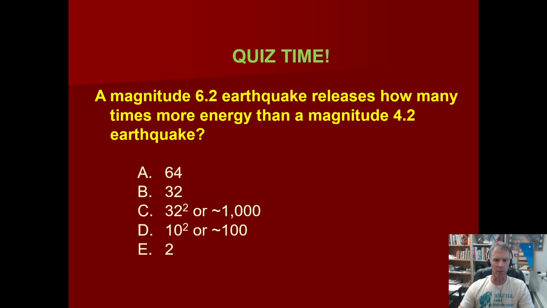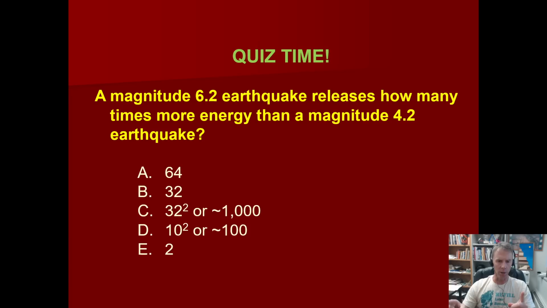Okay, let's go to it. So the first thing you want to do here is subtract the numbers. So 6.2 minus 4.2 gives you 2, which you guys probably all figured out quite easily. Then it's a question of what to do with that 2. Do I times it by 32? Because you remember, hopefully, that when you go from one number to the next on the Richter scale or the moment magnitude scale, it's a 32-fold increase in energy.